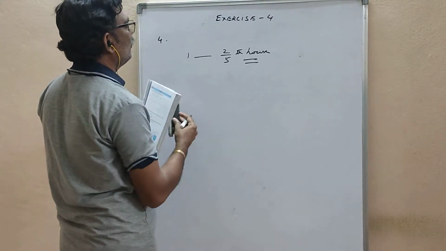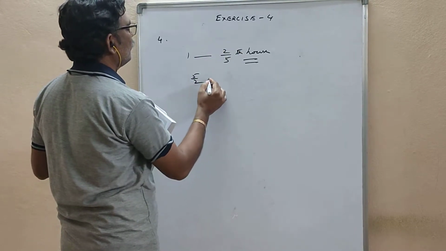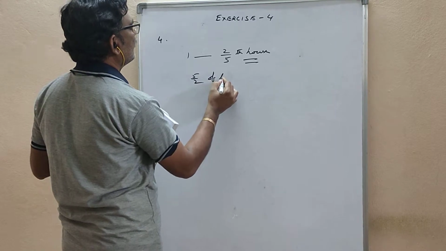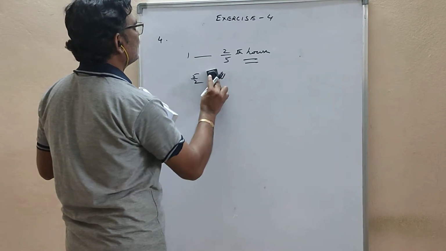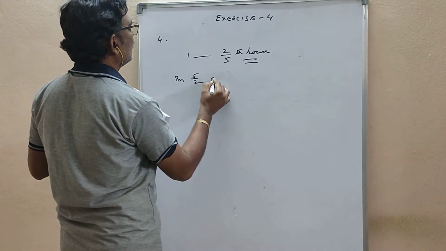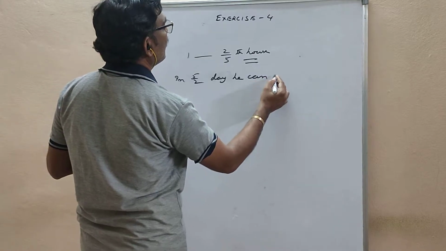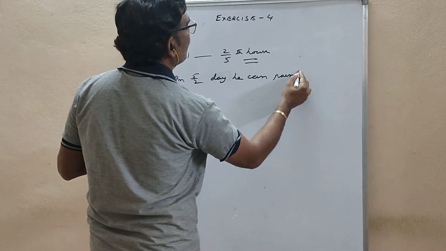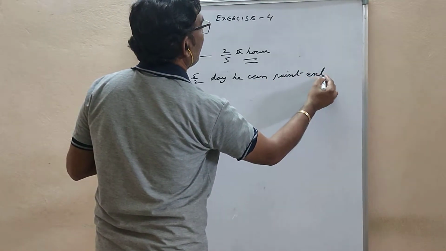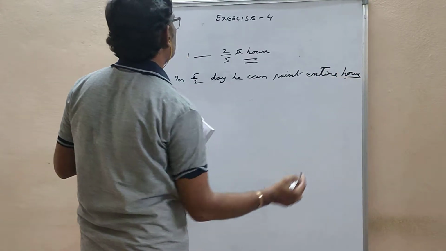So you have to reverse this one. That is 5 by 2 of the day, means 5 by 2 days. In 5 by 2 days, he can paint the entire house. Okay.